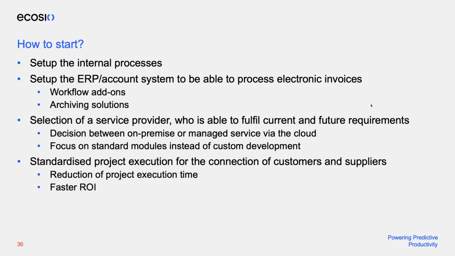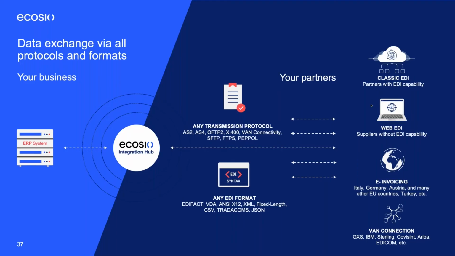And again, standardized project execution is necessary in order to quickly onboard customers and suppliers alike, and then allowing for a reduction of project execution time and faster ROIs. So if we are to look at the big picture, one would need one central connection from the ERP system to a central integration hub. Here, Ecosia is shown as an example, could be any other system.